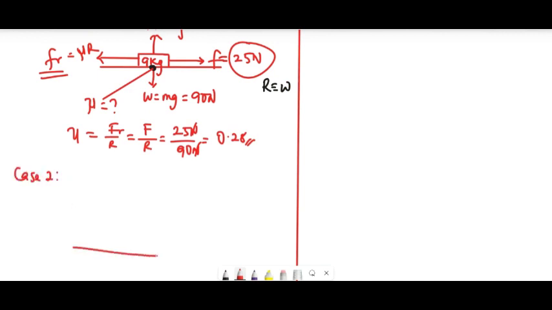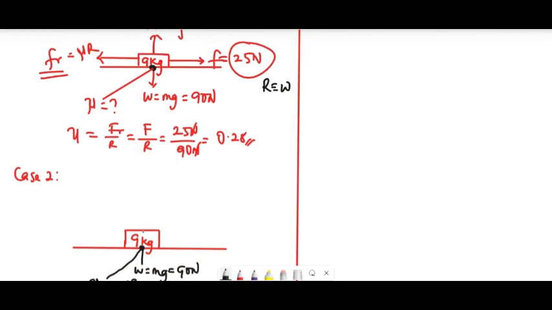So for the crate to be pulled at an angle of 40 degrees, I have still the same 9 kg, right? The crate was not changed, neither is the surface changed. Hence, the coefficient of friction between them still remains the same. So I have my coefficient of friction equal to 0.28. The weight is still the same as mg. Weight does not change; it is constant, right?